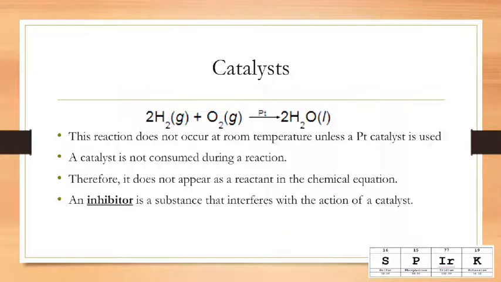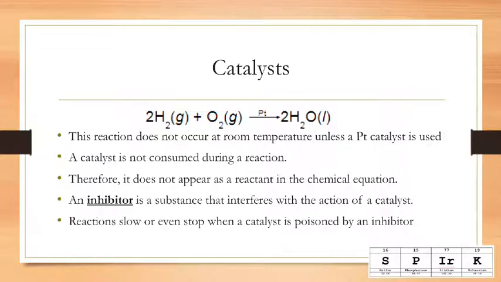An inhibitor is a substance that interferes with the action of a catalyst. Reactions slow or even stop when a catalyst is poisoned by an inhibitor. So an inhibitor sounds just like what it would do. It inhibits the reaction from occurring, or it inhibits the catalyst or slows it down.